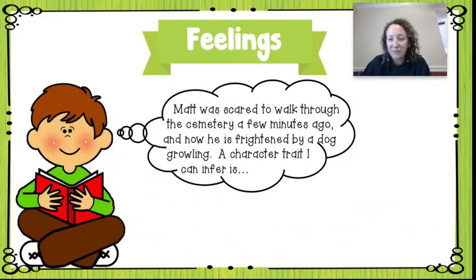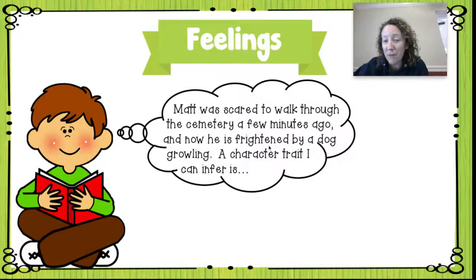character trait. So Matt was scared to walk through the cemetery a few minutes ago, and now he's frightened by a dog growling. A character trait I can infer is. So I'm going to stop for a second, and I'm going to think to myself, what are some feelings that we're seeing here that the author has given us? So I see that Matt is scared, right? And that he's also frightened.